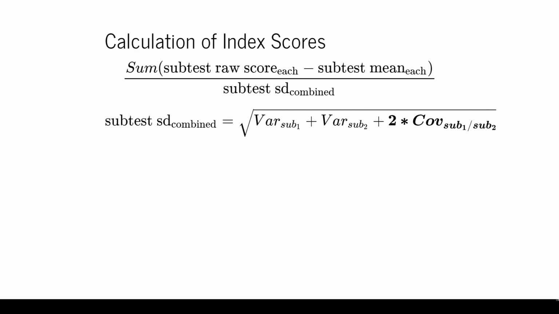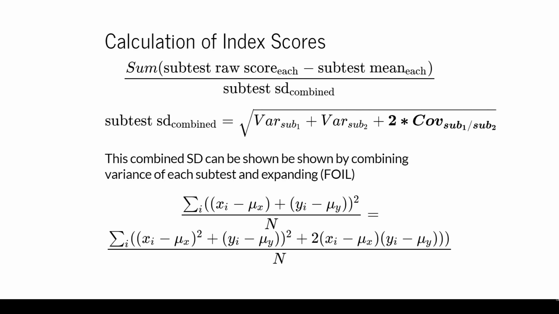Now let's look at how we calculate subtest standard deviation combined, because it is not just adding all the standard deviations. It's a little different. So we know that variance is just standard deviation squared, or going in the opposite direction, we can get standard deviation from variance by square rooting. And so maybe the first part of this equation makes sense, that we're just adding the variances, but this second part, this 2 times the covariance of subtest 1 and subtest 2, where did that come from? Well, that's going to make a difference here.